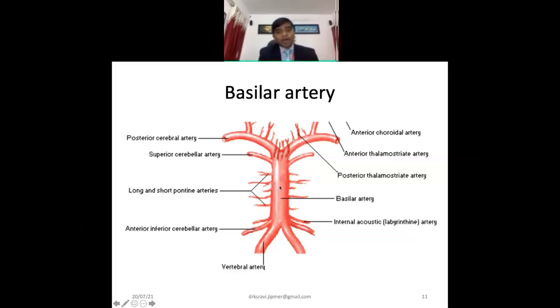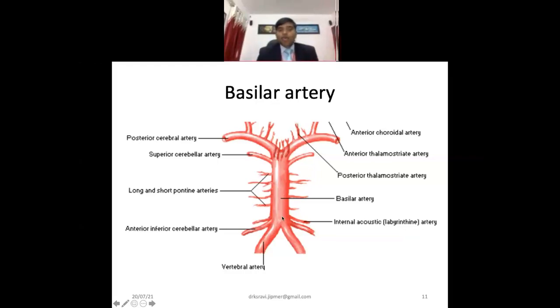So when we talk about these small, long or short pontine branches, there will be numerous of them, and they will be slender, fine thread-like structures. We say these are the paramedian vessels, which will pierce the pons, and these will supply the pons. So that's why the name is given the pontine artery. Then I said we have the anterior inferior cerebellar artery.